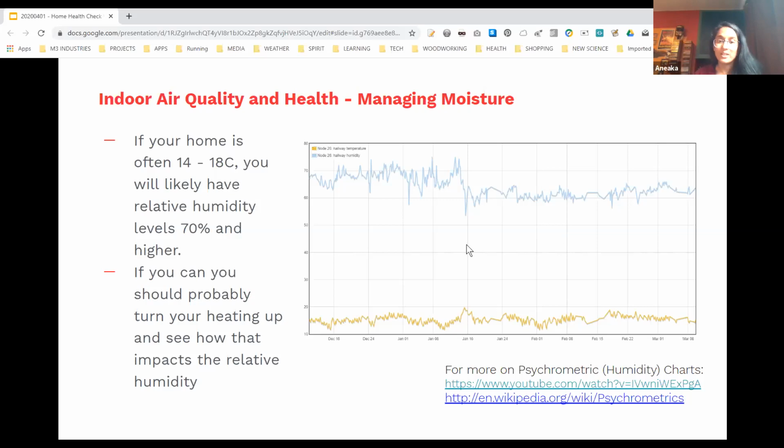She'd always felt her home was really damp and cold. I'm not saying this will be the case for everyone, but it gave me hope there are actually some simple things that you can do to manage moisture at home.